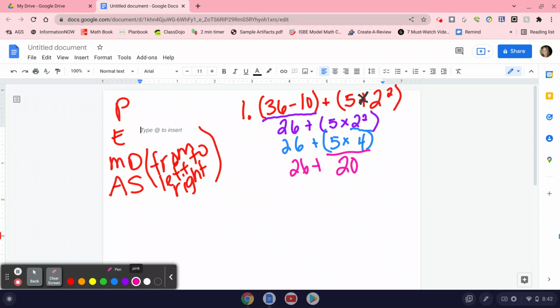Brady? Underlining it. That's to prevent a common error. A common error that also happens is they will write 20 and they might still copy down times 4 because they forget that they've already used that 4. So that's why I have you guys underline it. So you know if it's underlined, it's already taken care of and I don't have to bring it down to the next step. Reese, what's 26 plus 20? 46. And we are done with that one.